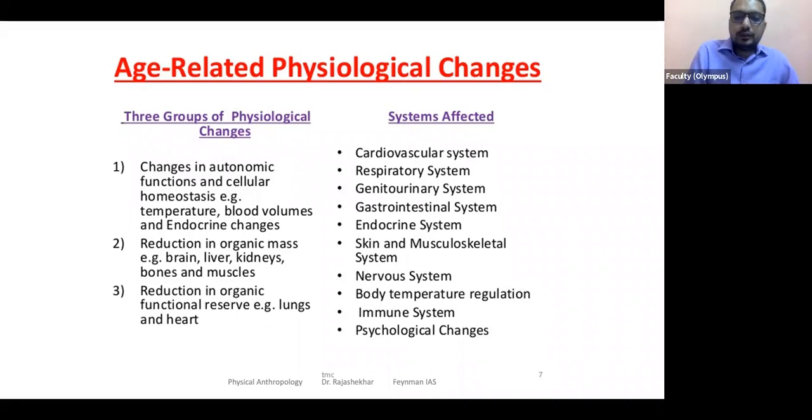Okay, so these components. So many systems, actually more or less the majority of the systems in the body, lungs, kidneys, heart, immune system, skin, hormonal system, all these things are affected with aging. Okay, so these are some age-related physiological changes. So this is more than enough for when you are writing short notes on the aging process.